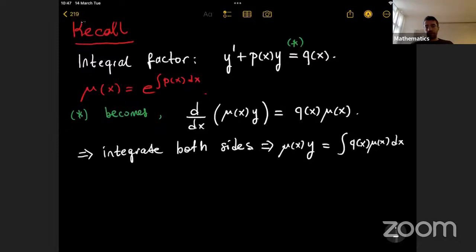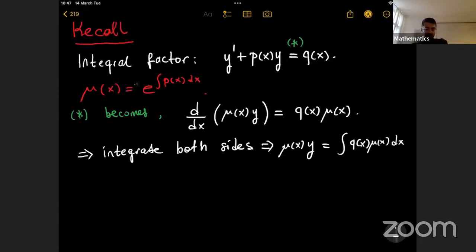Let me summarize. In the star equation, we're basically trying to get the left side to resemble mu(x) times y's derivative. It's basically the derivative of one function only. That's why we chose mu in that way, to cancel out the p(x) term. We had a mixed term, and we get rid of that mixed term by choosing mu like this.